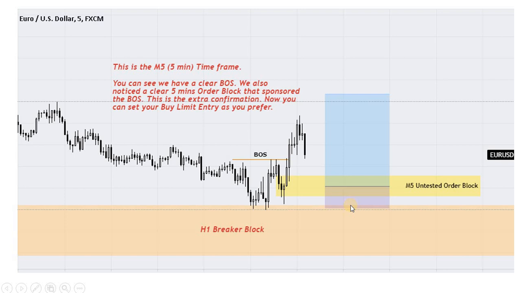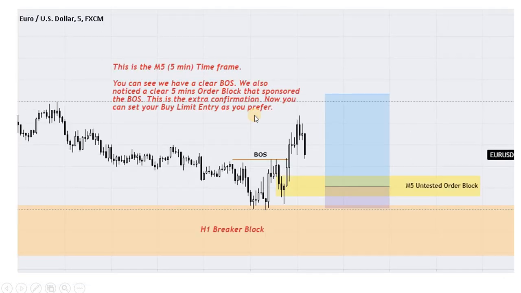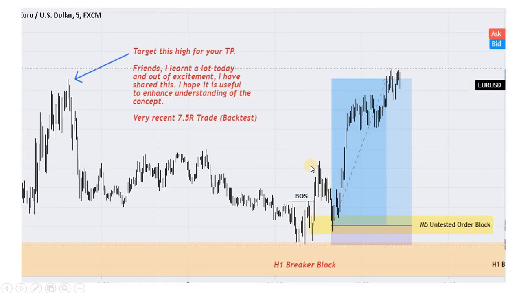Okay, our target is set at this high, and as you can see, we need to wait for price to approach our point of interest and hope that it reverses from that point, and exactly what it did. So with this, we have been able to confirm that price actually reacted and reversed at the 1 hour breaker block instead of the 1 hour order block down below.